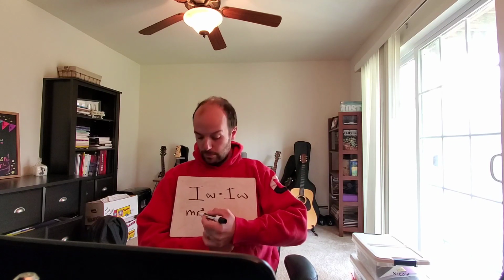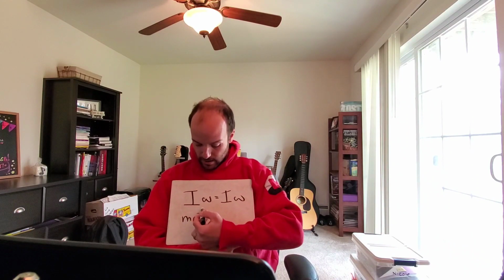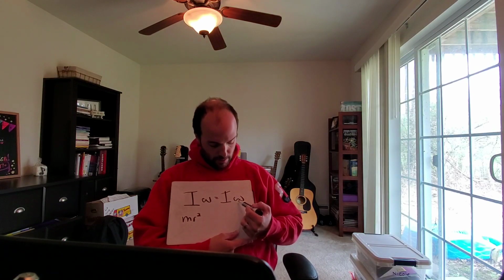Okay, now, typically in a problem like this, the two disks are identical. So you're not changing the r at all, but you are changing the m. So by adding this extra mass, you're increasing your rotational inertia. In order to keep this side equal to this side, your angular velocity must drop.